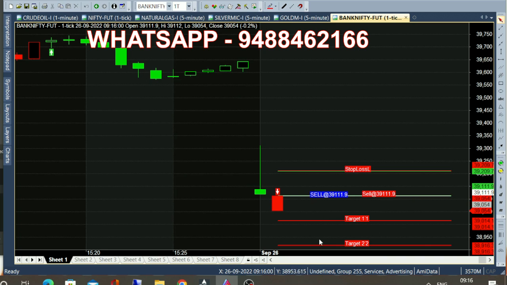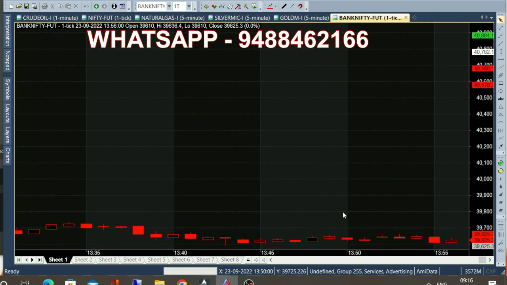The red color lines below are the target lines. The first red color line is the first target, the second one is the second target. The first red color line, the difference is huge, 97 points. For the second target, it's almost double. Meanwhile, the line above the entry point is the stop loss line. Within 30 seconds of just now we talked, the entry point came and it broke out the target. A 100-point movement was given within 1 minute of the sell call.